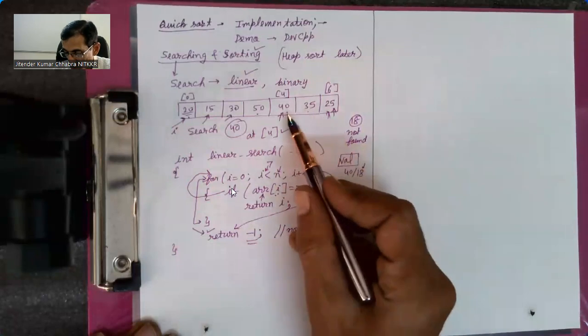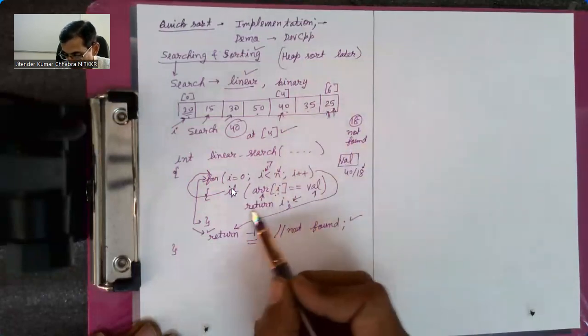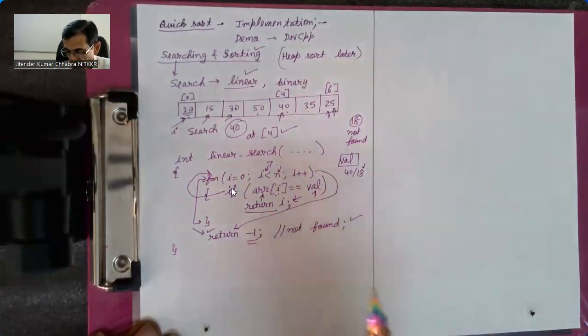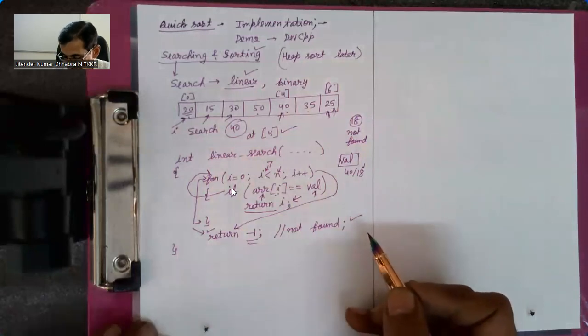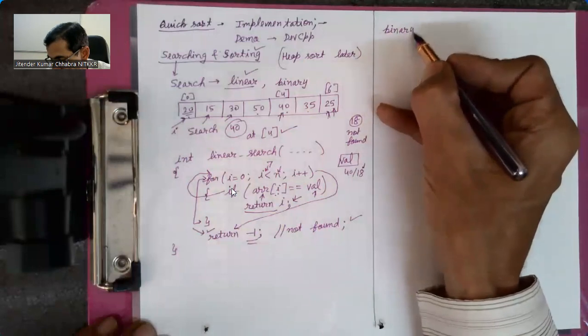If any value is found, whether 40, 35, or 20, wherever found, the loop will stop, this function will terminate at this point and the value will be returned. Linear search you have done time and again. Binary search is what we will discuss today in more detail now.